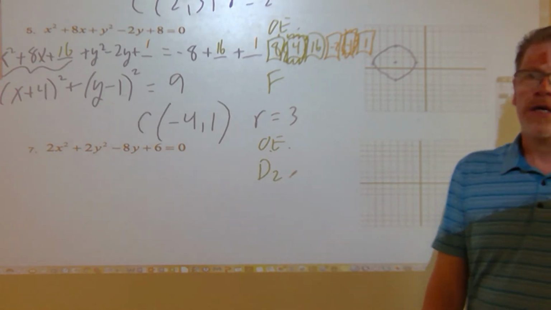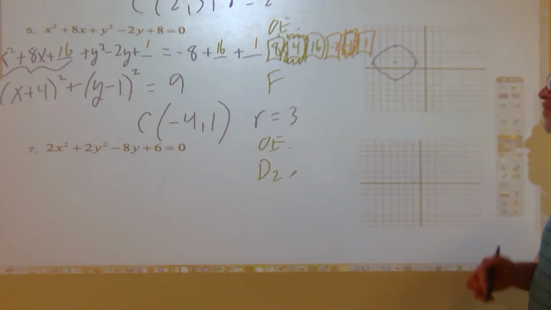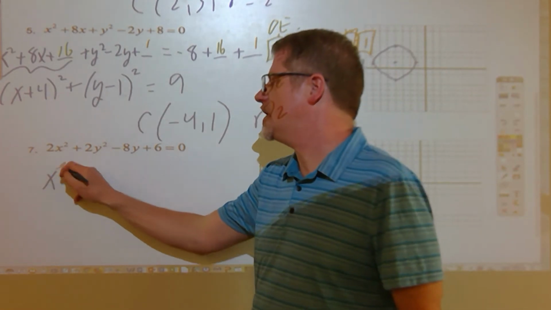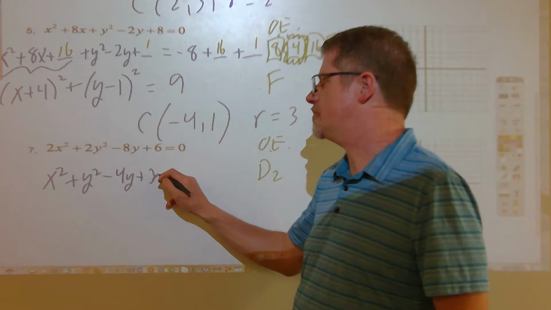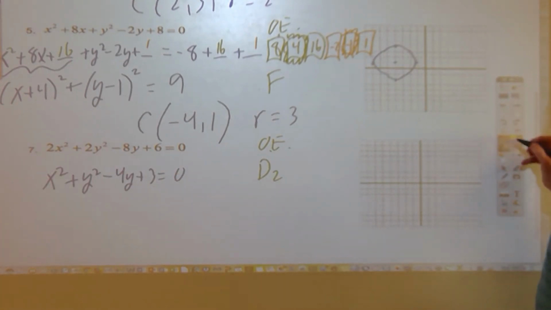So, setting up the skeletal form, would you please divide both sides by 2? This is pre-skeletal form. So that way we've got x squared plus y squared minus 4y plus 3 is equal to 0. Then we're going to go to the 3 boxes.